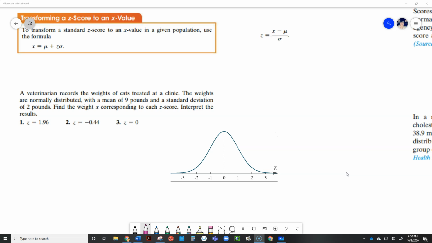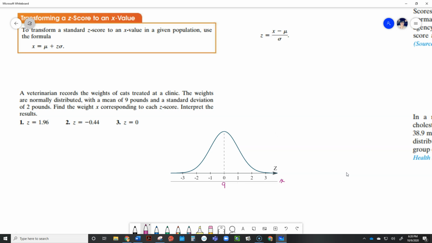you have like here the veterinarian records for the weights of cats. It's normally distributed, so it fits on this curve with a mean of 9. So what they're giving us right there is an x value, and we know that that x value is 9, so 9 is the mean. It's going to go right there, and a standard deviation of 2 pounds.